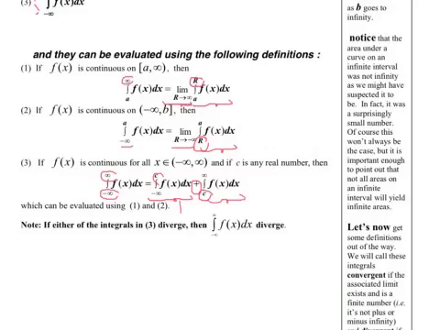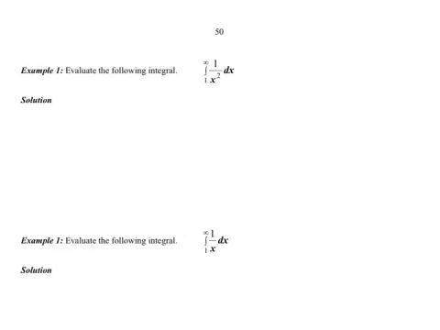If we calculate the first one and the answer is infinity, which means it is divergent, then we have to stop and say this integral is divergent. Otherwise, if the answer for the first one is a number, so it is convergent, we have to continue and calculate the second one. Note, if either of the integrals diverges, then the original one diverges. So let us see now some examples on the first type of improper integrals.